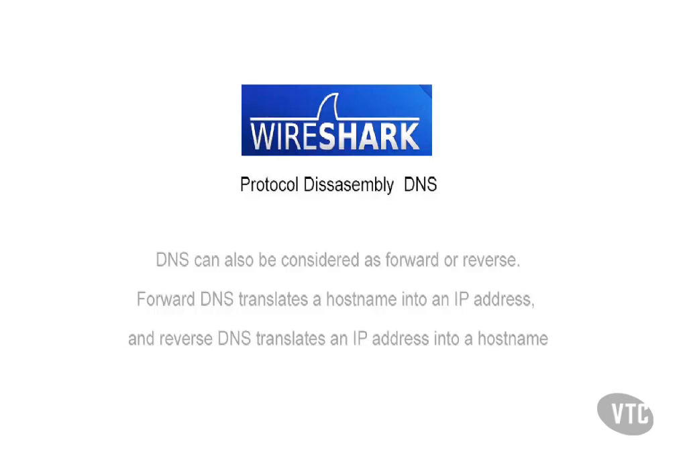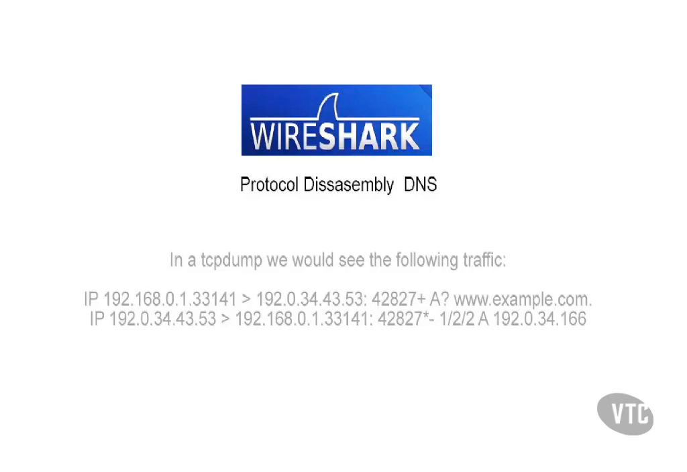On the protocol level, forward and reverse lookups are nearly identical. To get an IP address from a given host name, a DNS system, also known as a resolver, requests an IP address or an A record from a DNS server. The DNS server being your local post office. In the viewed example, we ask the authoritative name server for the IP address of www.example.com. In a TCP dump, we would see the following traffic.